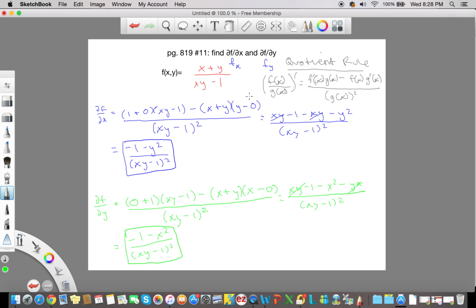The main points to take out of this are that multivariable functions do follow the same rules as single variable functions when you're differentiating, and when you take the derivative with respect to one variable, all other variables in that multivariable function are considered constant, and you're going to follow those same rules.